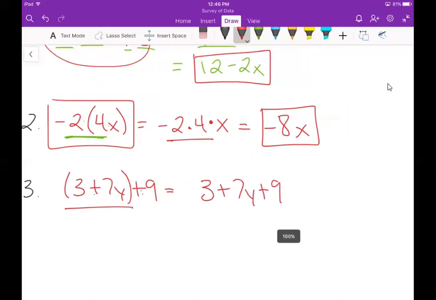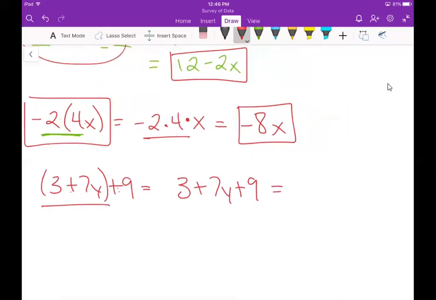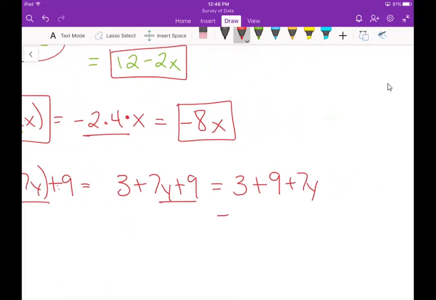And I can again change the order due to the commutative law and say, okay, that's the same thing as 3 plus 9 plus 7y, and flip that addition around. So we use both laws there to solve this one, because now we can see it simplifies. Again, 9 plus 3 is 12, and we've simplified and combined those numbers together.